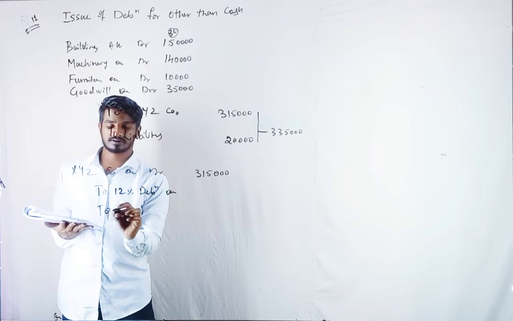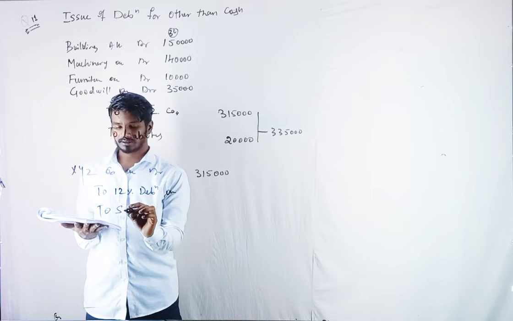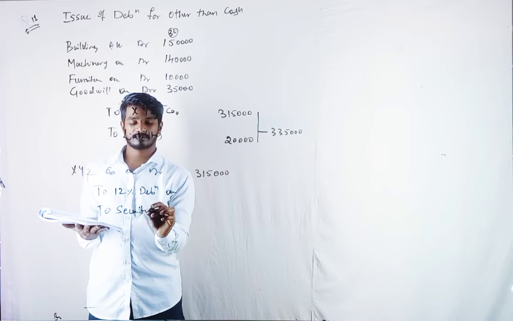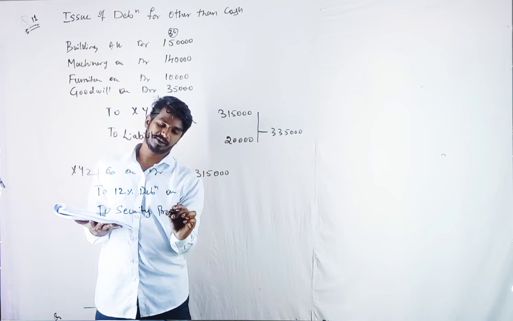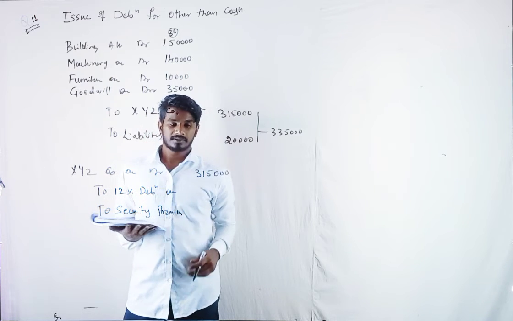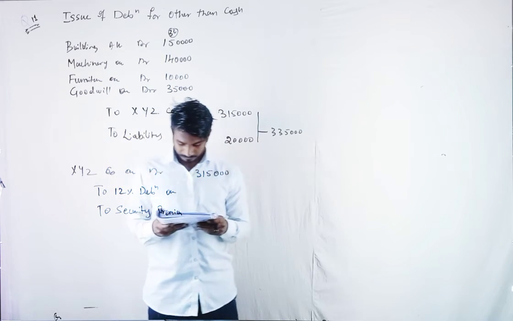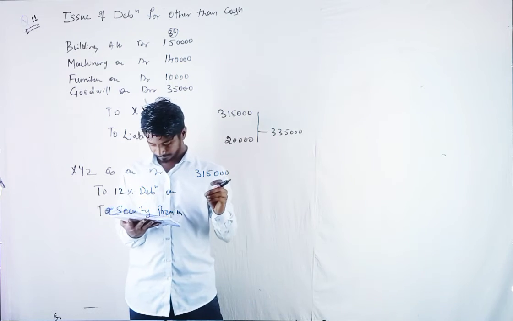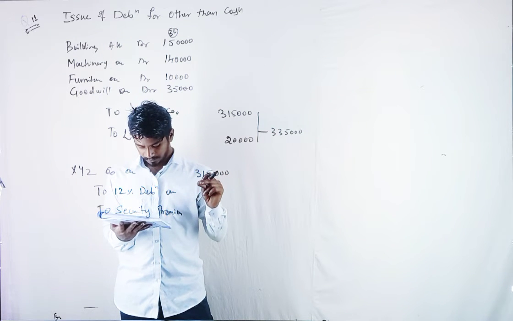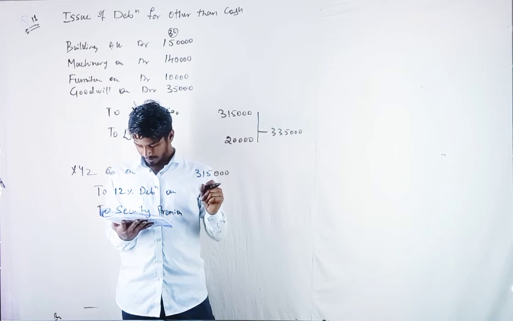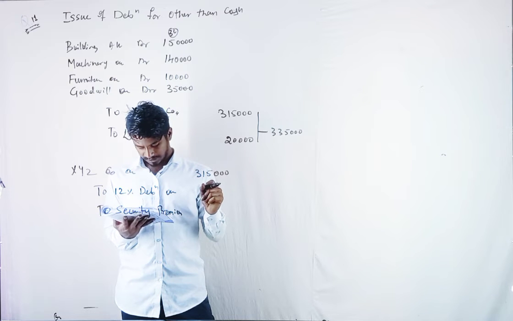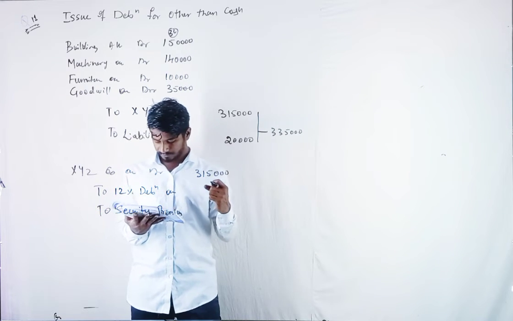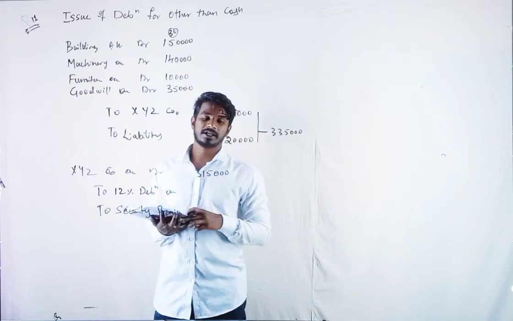Then they have issued at a premium, right? Security premium. Do they give any information about how many shares or debentures they have issued? No, they didn't give any information.